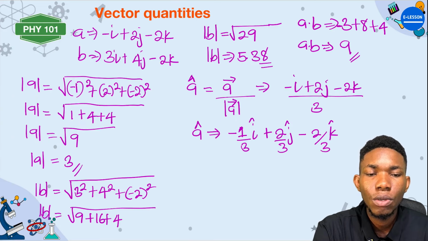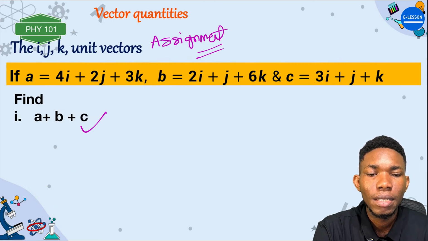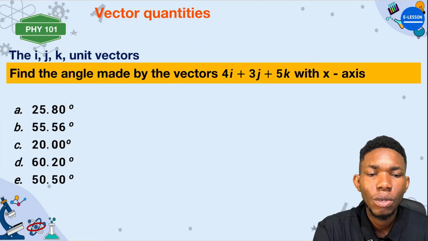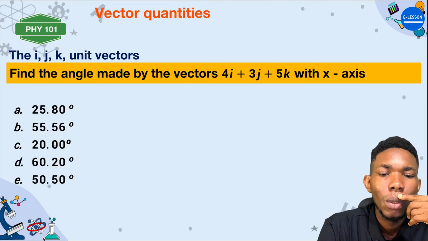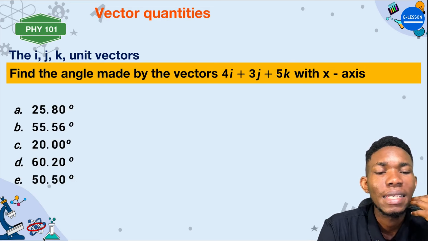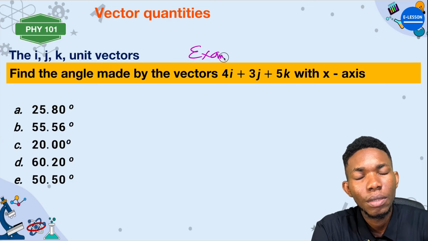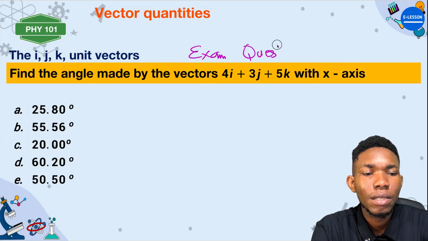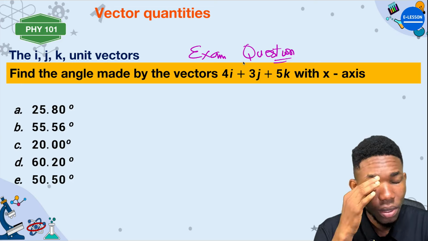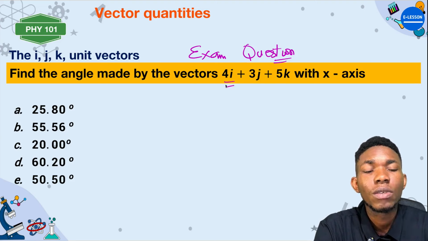So that's basically how to go about questions like this. They are very easy. All right. So this one is an assignment. I've given you one other one. Then find the angle made by the vector, this is the vector they're giving to you, with the x-axis. This is a common exam question. And the x-axis. So first of all, we have to find the magnitude of this vector.